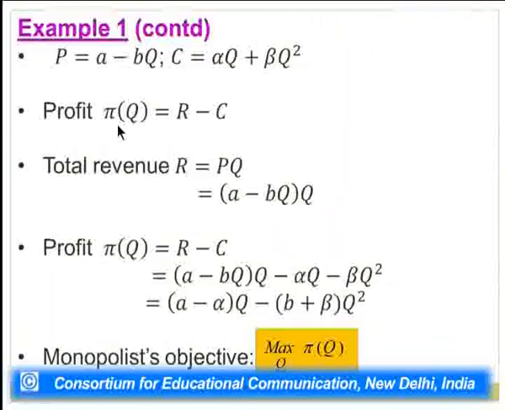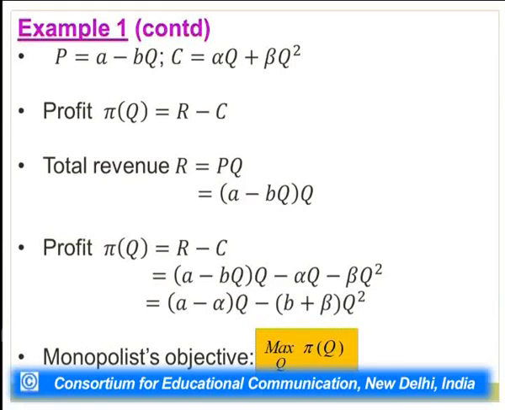Now let us assume further that the objective of our monopolist is to maximize profits. Profit is represented by the symbol pi in economics, and the expression for profit is pi of q equal to total revenue minus total cost, total revenue represented by capital R and total cost represented by capital C. So profits equal the difference between total revenue and total cost.